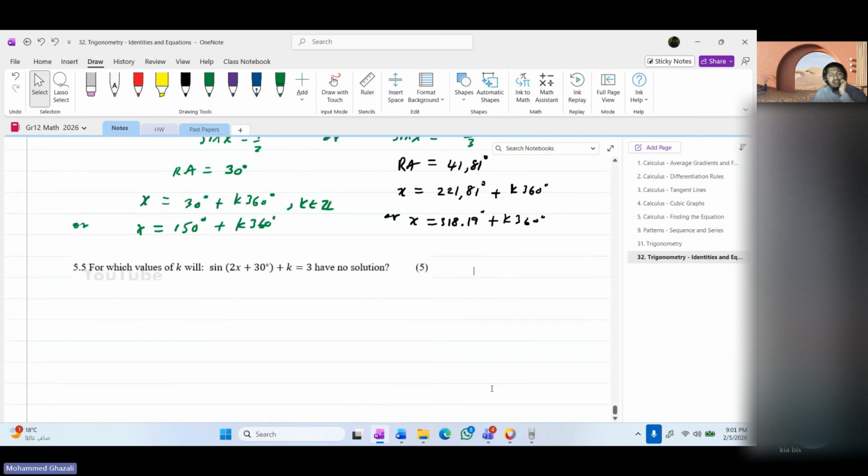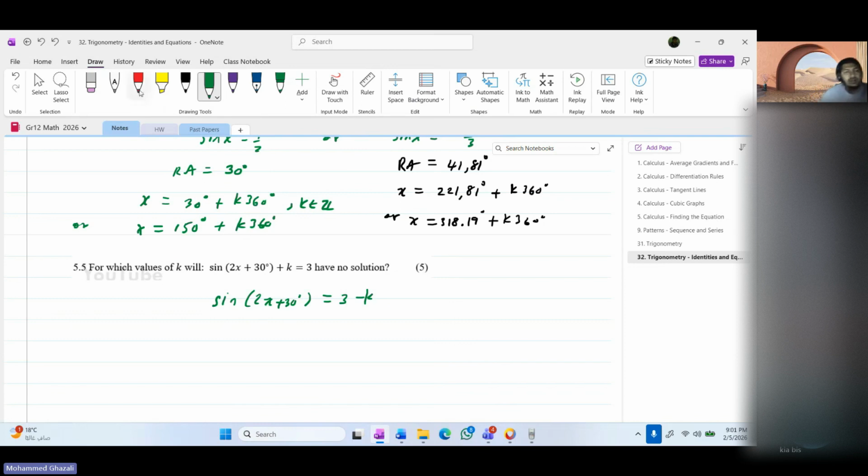For which values of k will this have no solution? When will it have no solution? What are they talking about here? For which values of k will sine(2x plus 30 degrees) plus k equals 3 have no solution? Okay, I think again they're talking about functions here. Sine(2x plus 30 degrees) is equal to 3 minus k.